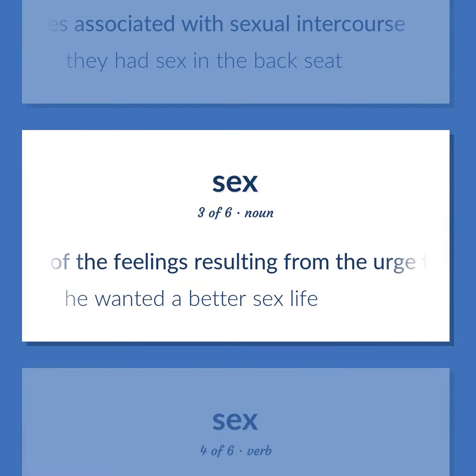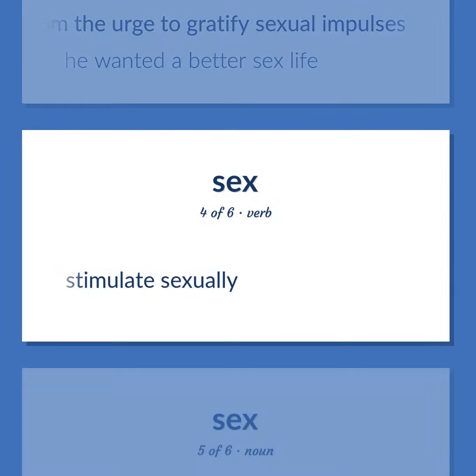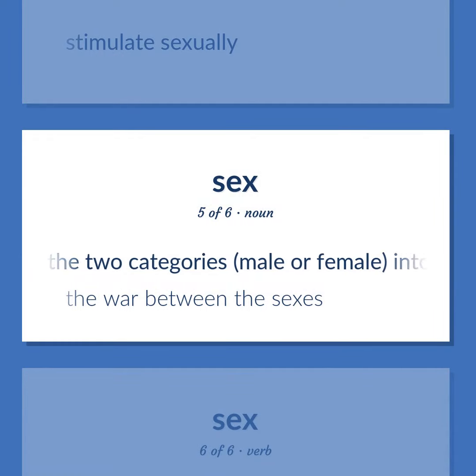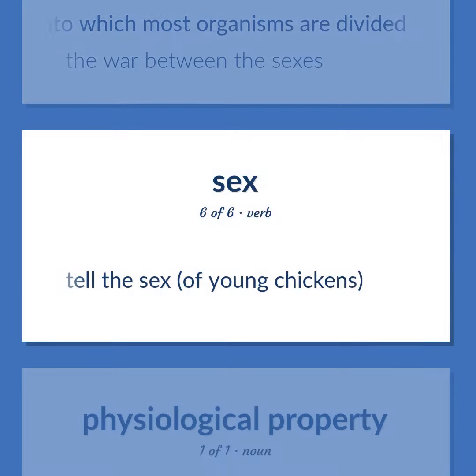All of the feelings resulting from the urge to gratify sexual impulses. He wanted a better sex life. Stimulate sexually. Either of the two categories, male or female, into which most organisms are divided. The war between the sexes. Tell the sex of young chickens.